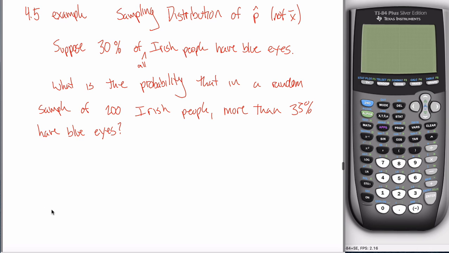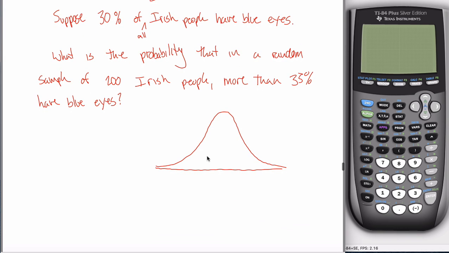Well, what we can do is we can think about the sampling distribution of P hat. The idea is if we created a whole bunch of different samples of 200, you grab 200 people, I grab 200 people, someone else grabbed 200 people. Each of our samples would have a different percentage that has blue eyes. Right? Maybe my sample has 32%, your sample has 28%, someone else's sample has 31%. Each of our samples would have a different proportion that has blue eyes. What I can do is I can sketch a distribution where the area underneath the curve represents the probability that one of those samples of 200 Irish people has a given proportion of blue eyes.